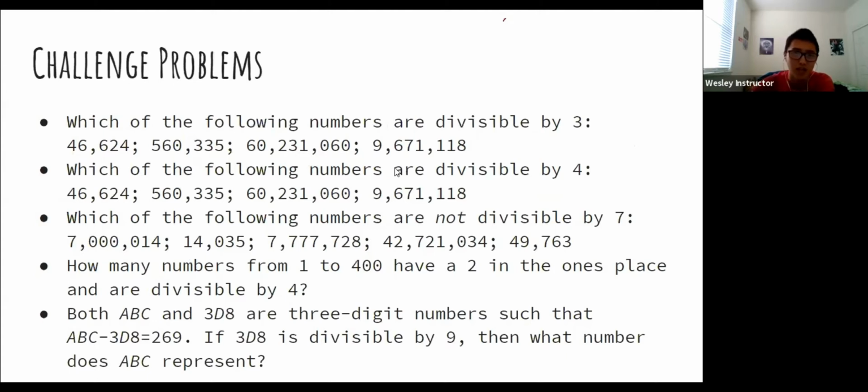Okay, and here are some challenge problems for these divisibility tests. There are 5 of them, and I will give you guys about 10 minutes to do them. If you guys need more time, then I'll give you more time. So right now, please get started.